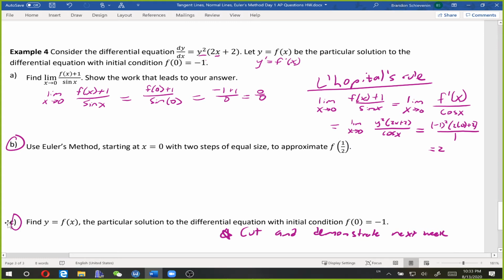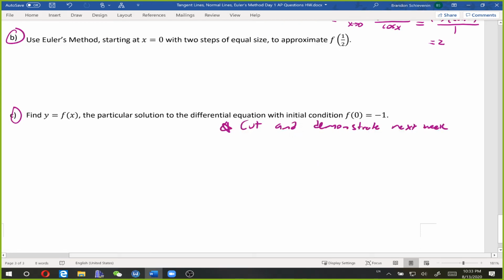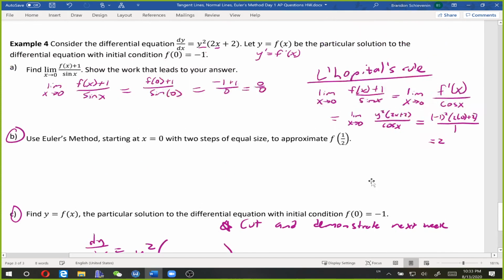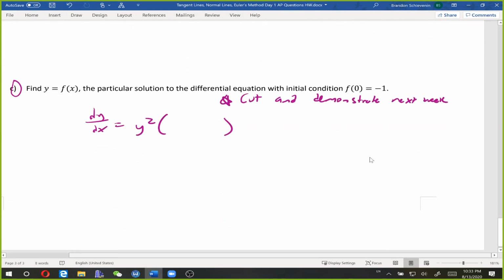Okay, I am going to do part C for us now, just because we hadn't done that yet. Our differential equation here, dy over dx, was y squared times 2x plus 2. Okay, normally if I wanted to find a particular solution to this differential equation, I would need to integrate in order to get to my original y value. Once you got your original y value, you can plug in your x and y in order to solve for the plus c that you normally have when you integrate.